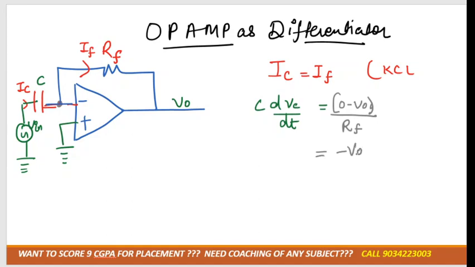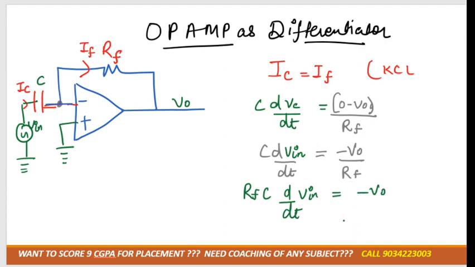If I write it down, can I write minus V0 by RF is equal to C dVc by dt, right? For VC, what can we write? For VC, we can write it as the input voltage only, because it is moving from V in to 0, so that would be V in minus 0. So I'm writing VC is equal to V in only. So RF can go to this side, so it would be RF into C d by dt of V in is equal to minus V0, right? So V0 is equal to minus RFC d by dt of V in.